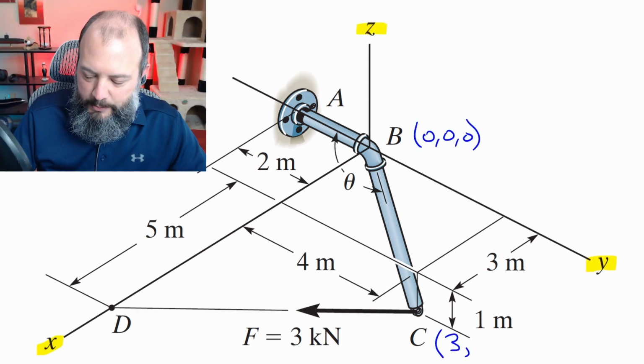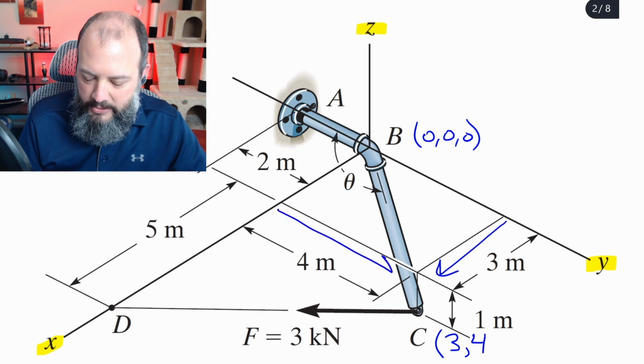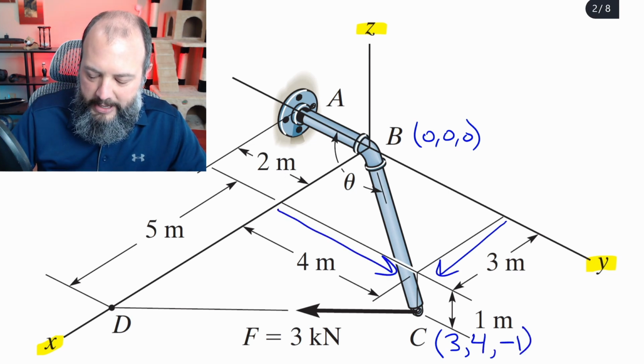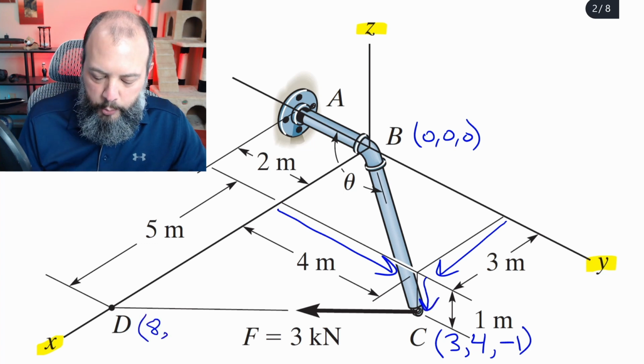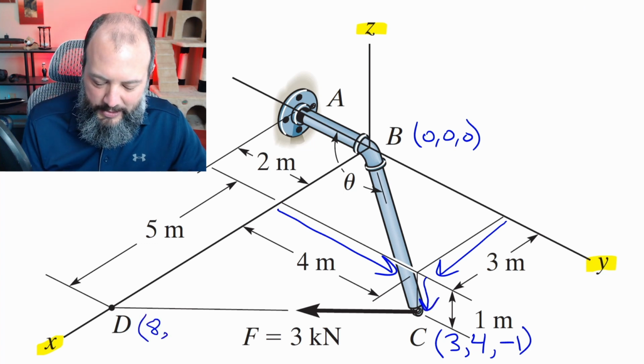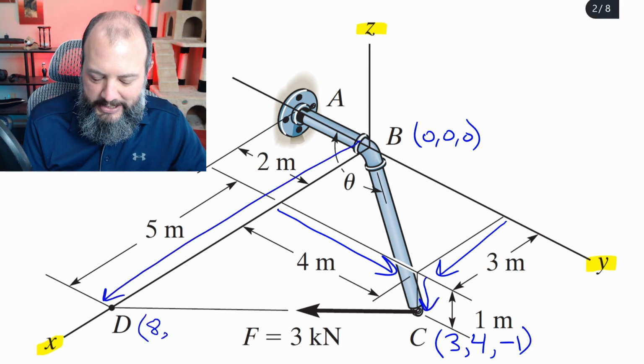So point C is at +3 in the X direction, +4 in the Y direction, and then -1 in the Z direction. So point D is at 8 in the X direction, and keeping note that there is a number 5 right here, but this 5 only measures to that point right there, so you also have to account for this 3. Then it's at 0 in the Y direction, 0 in the Z direction.